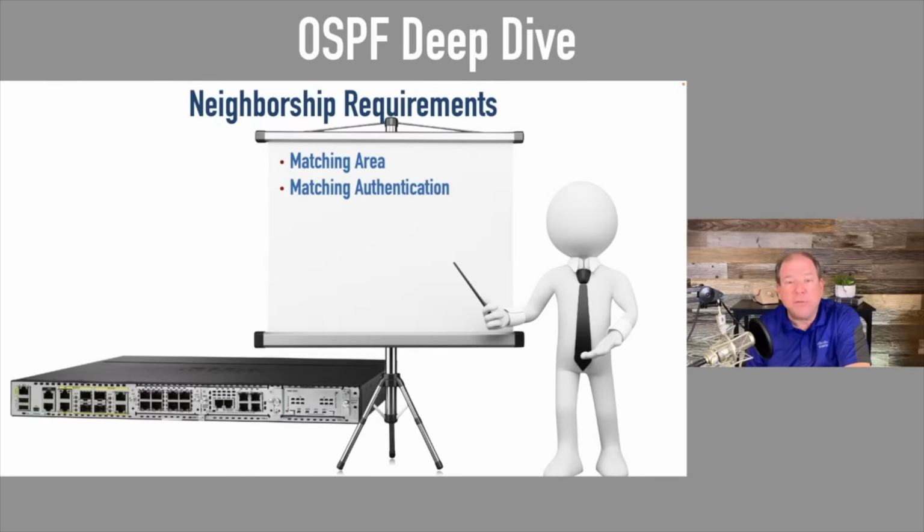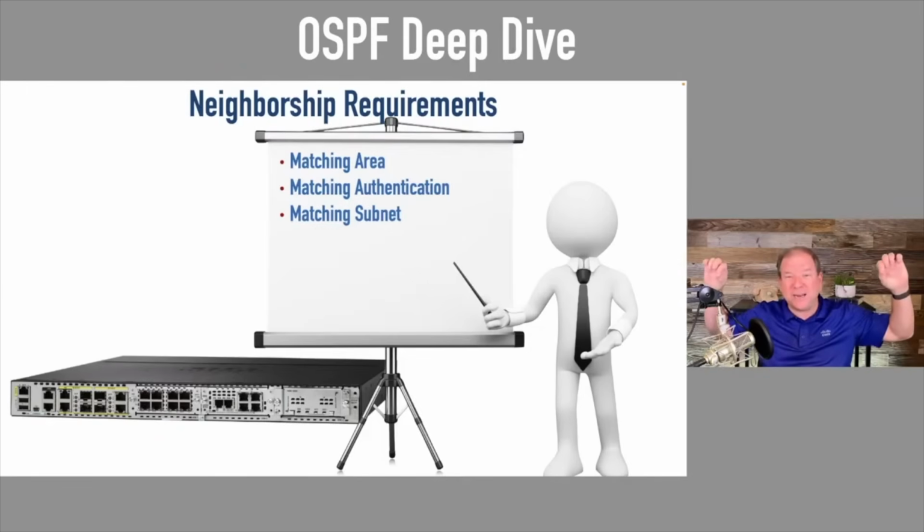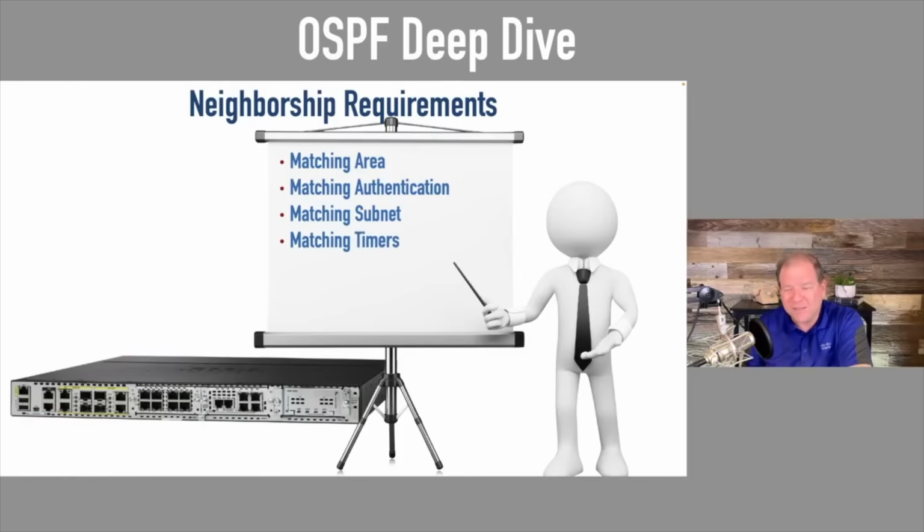And we're going to see authentication. That's our last topic today, in fact. Authentication has got to match. If one side has a password that doesn't match the other side, we're not going to be setting up that relationship. And we've got to be on the same subnet, because there's one link interconnecting us. That one link is probably going to be a single subnet, so that's got to match. Timers, which we'll talk about a little bit later, have to match.